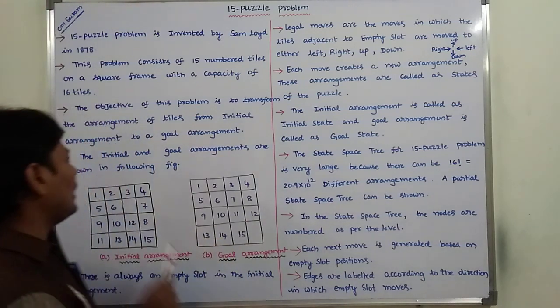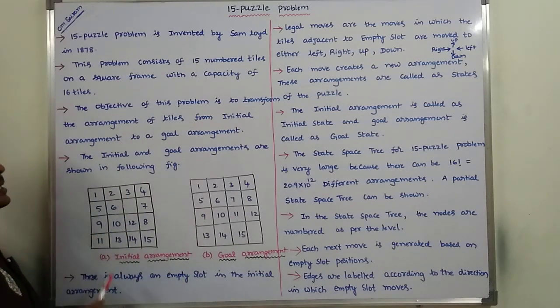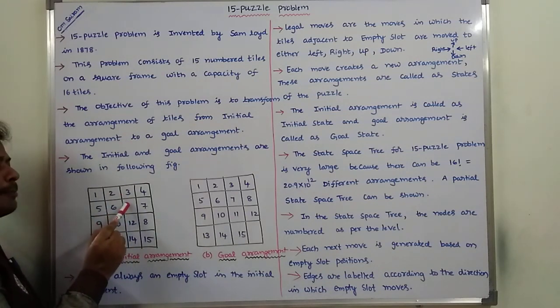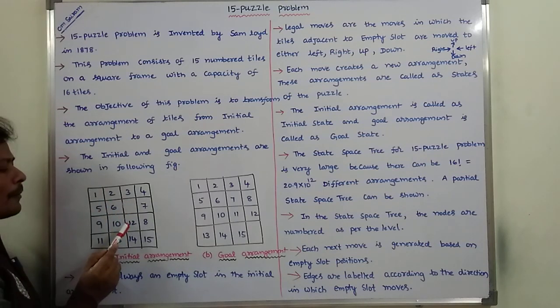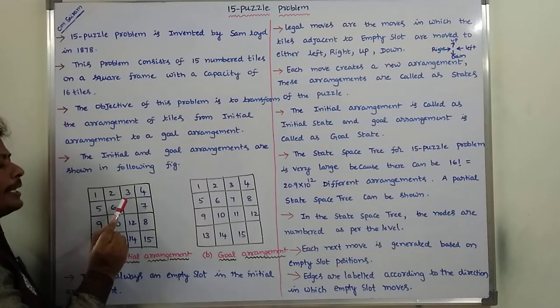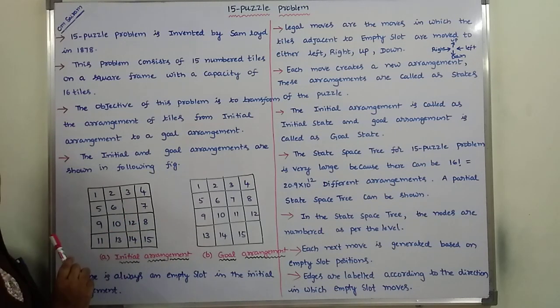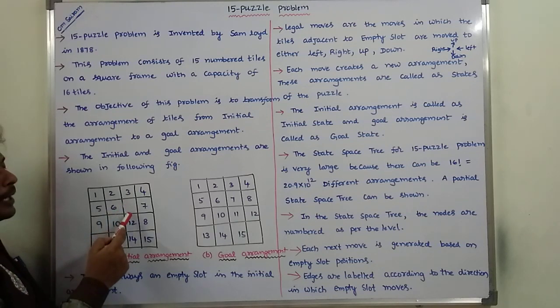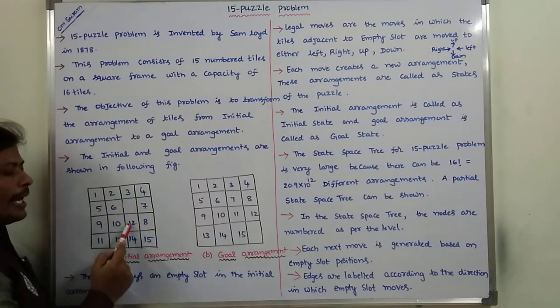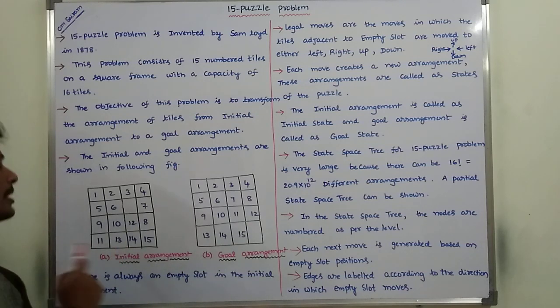For example, this is the empty slot. Suppose this empty slot can be moved down. 12 can be placed in this position, and the empty slot can be inserted in this position. So according to the direction, we have an edge. The empty slot moved from this position to this position. This is a downward direction. So the edge is labeled as down, and one new arrangement has occurred.